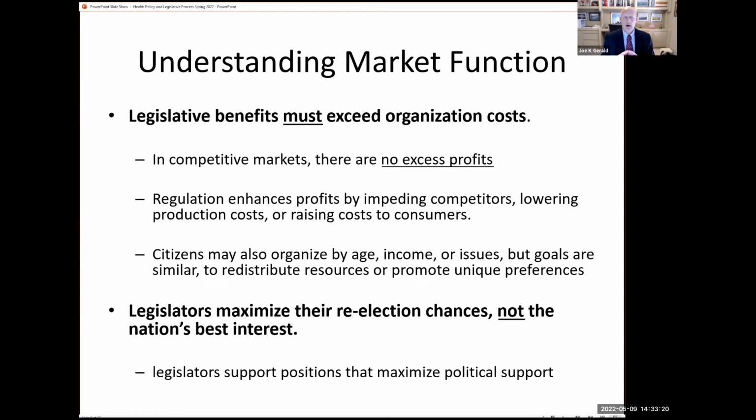And so in essence, elected officials are balancing this need for campaign donations, volunteers, and so forth against public opinion and votes.